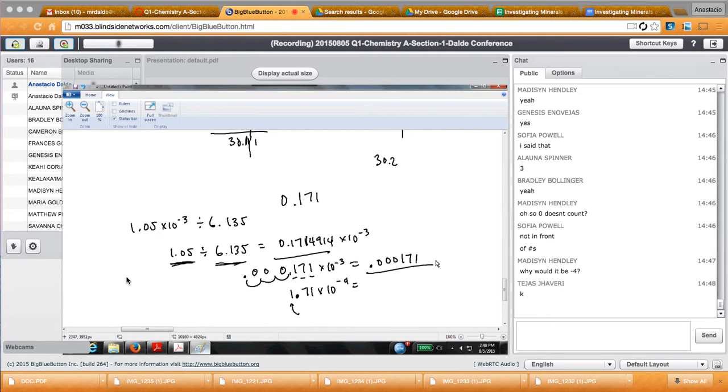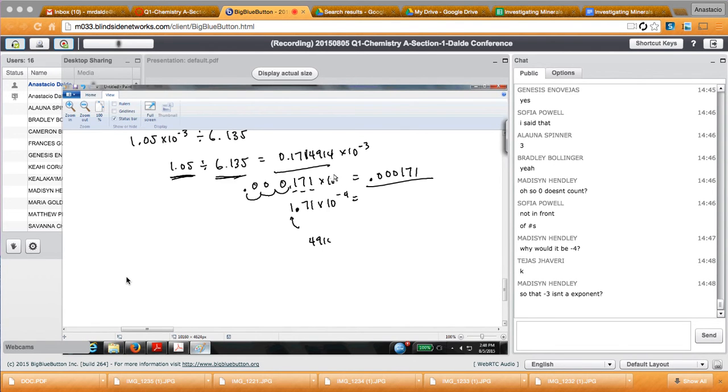Madison, go for it. Check it now and make sure that I'm not spewing craziness, that I'm actually speaking correctly. So that negative 3 isn't an exponent? It is an exponent. The negative 3 is an exponent on the 10. So this is 10 to the negative 3. This is also known as 1 over 10 cubed. This is also known as 1 over 1,000.